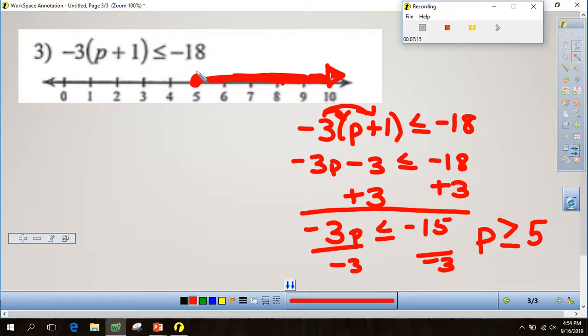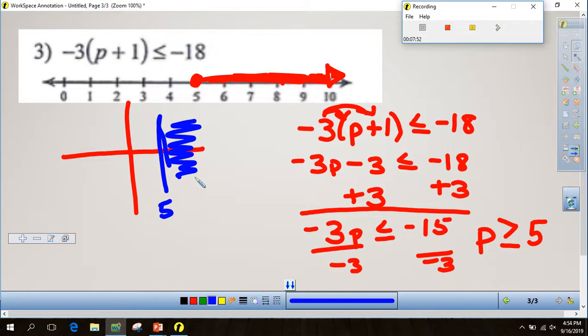If I were to type this into my calculator just like this, go into graph, delete 6, put it in exactly how it looks, minus 3, remember inside of our graphing we always use that minus sign so the negative sign doesn't trip us up, minus 3 parentheses x plus 1 close parentheses is less than or equal to minus 18. We would get a solid straight up and down line here at 5, and our shading would be going in this direction. So we wouldn't have to remember the rule of changing the direction of the sign because our calculator does it for us.